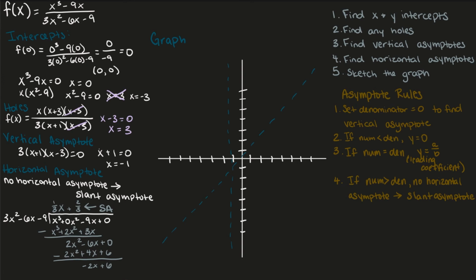Next, let's plot our intercepts, which are at 0, 0 and x equals negative 3. And then we'll sketch this graph, keeping in mind where our hole is. If I sketch the left side of the graph, we have something like this, and our asymptotes help us to shape this graph. Then for our right side, there's a hole here at negative 3, and then we keep going this way. And that's the graph of this function.